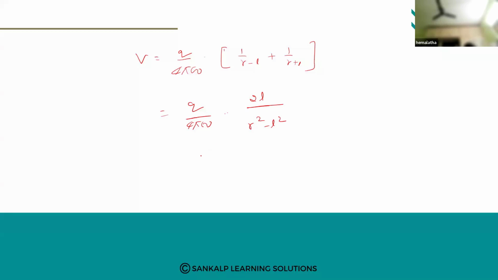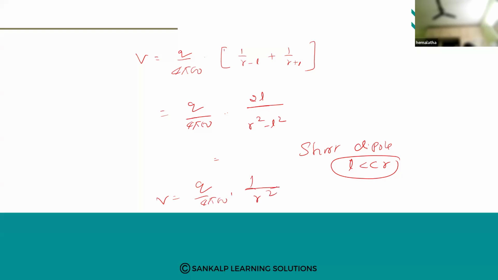So we can write V is equal to P divided by 4 pi epsilon naught r squared. For a short dipole, L is very, very small compared to r. For the actual position, V is equal to Q divided by 4 pi epsilon naught into 1 by r squared, no L.